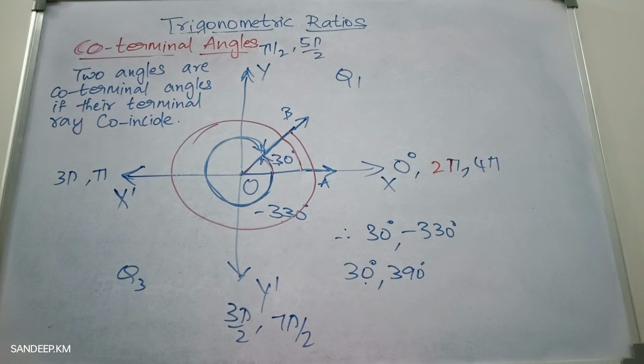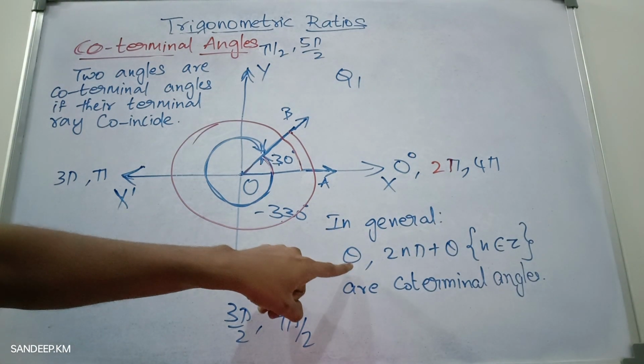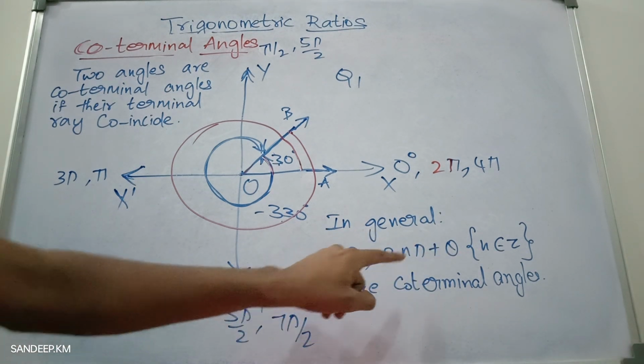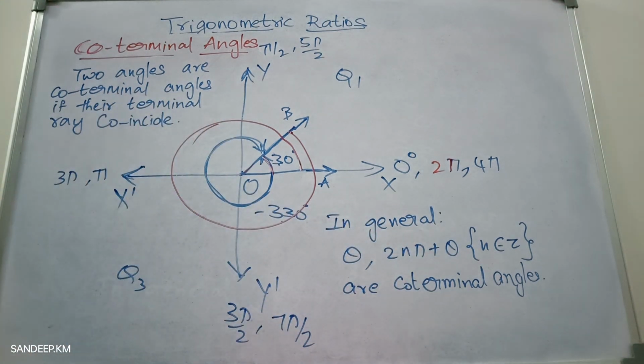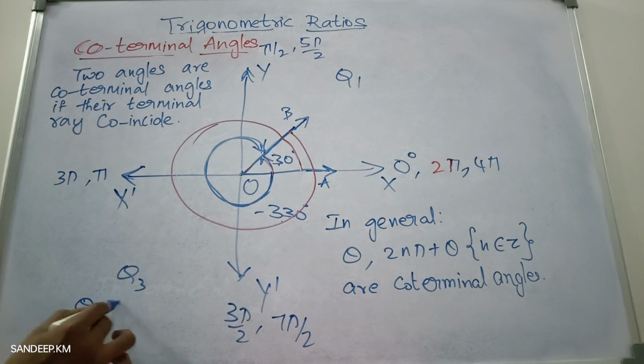In general, if theta is one angle, can you guess what its coterminal angle is in general? Remember this. In general, dear students, if theta is one angle, its coterminal angle is 2n pi plus theta. What does n mean? n can be any integer. If I substitute n value as 1, what will I get? Theta, 2 pi plus theta. Yes, these two are coterminal angles.